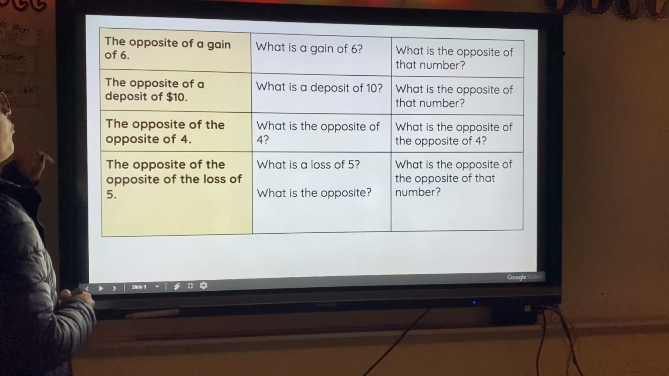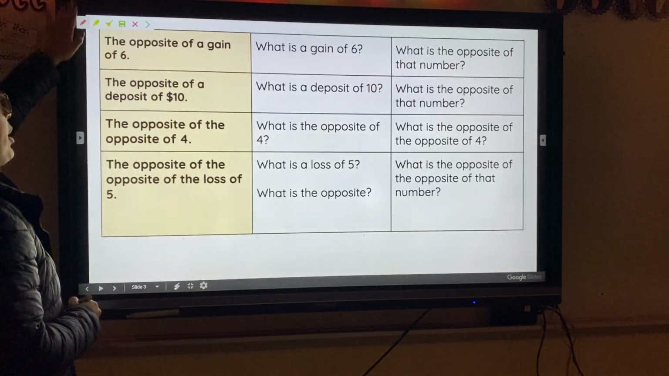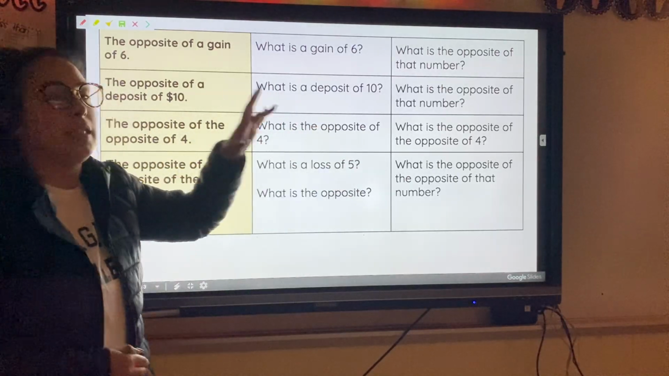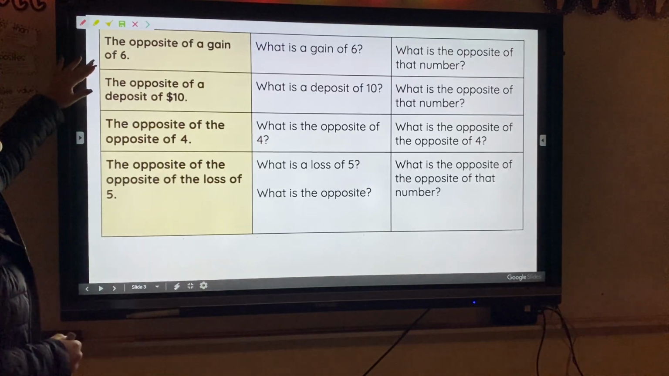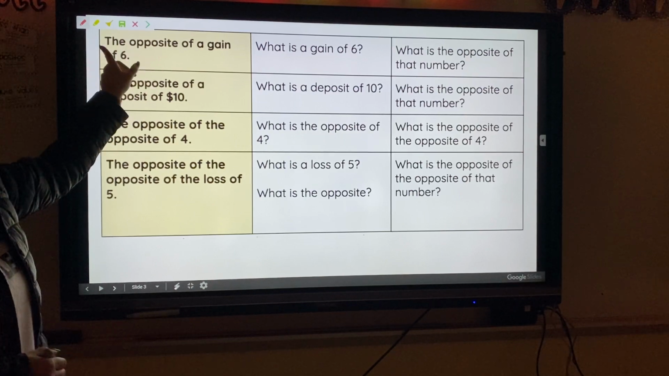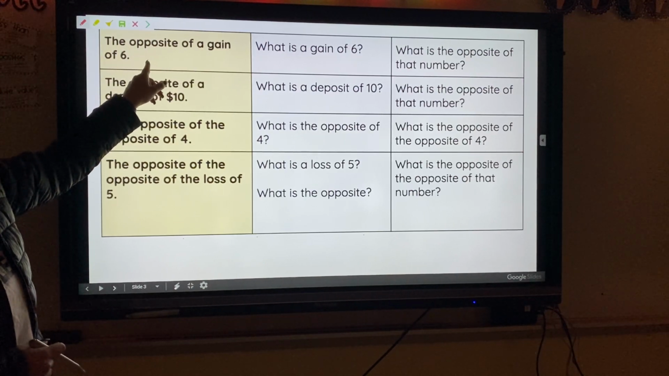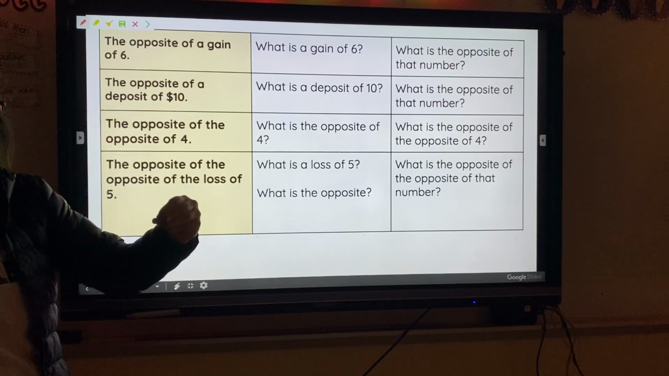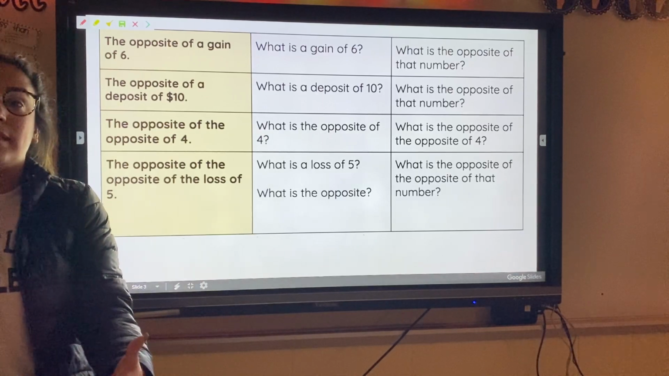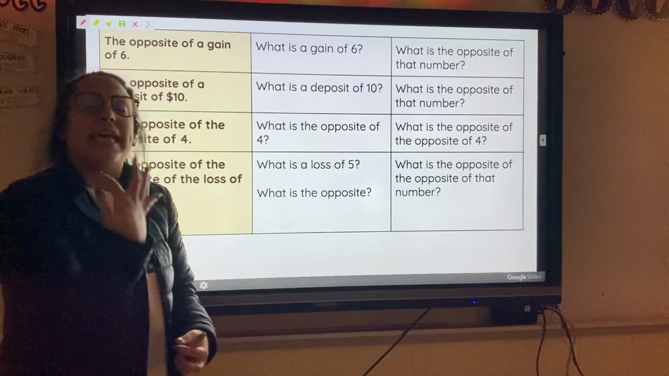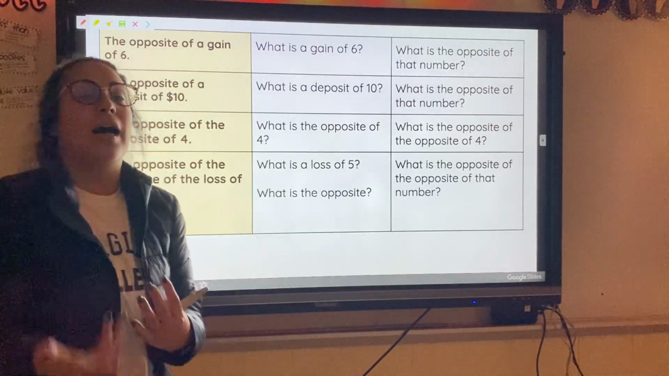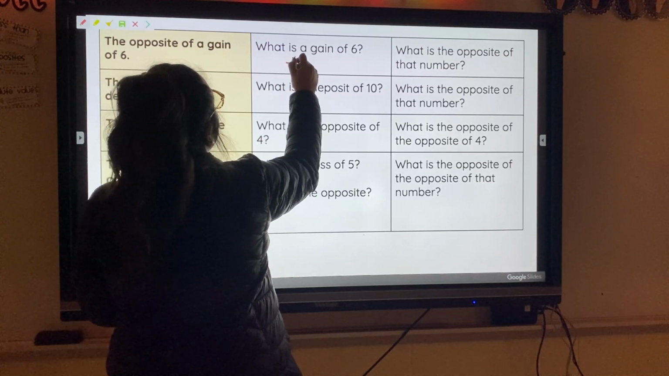So now we're going to use these scenarios, these questions, to fill in the table, basically. So this says the opposite of a gain of 6. We want to figure out what is the opposite of a gain of 6. So to do that, we're going to break down the problem. The first part I want to answer is, what is a gain of 6? If I am gaining 6, is that going to be a positive 6 or a negative 6? That's going to be positive. So I'm going to put plus 6 right here.